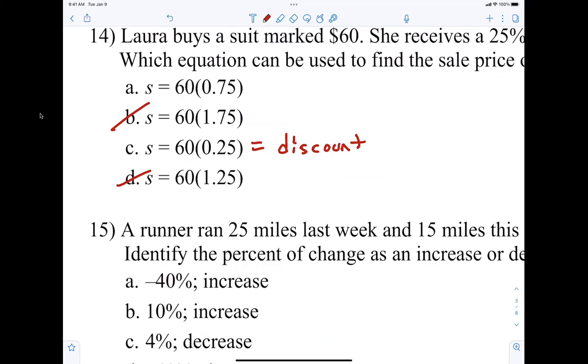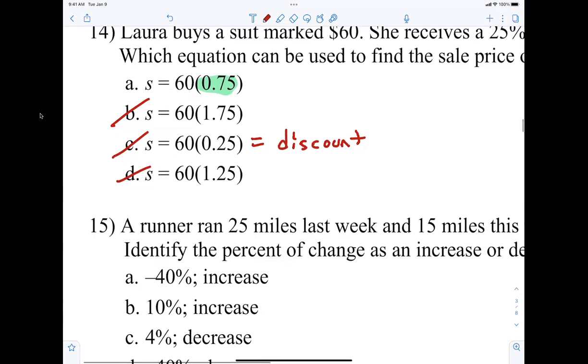Now, where did the 75% come in? Can somebody tell me that? That's right. That's what percent you had to pay. If you get a 25% discount, that means you only have to pay what? 75%. That's why the correct answer was A. Yes. So if you accidentally put C down, all right, you found the what? You found the discount, not the sale price. Is everybody happy with that explanation?